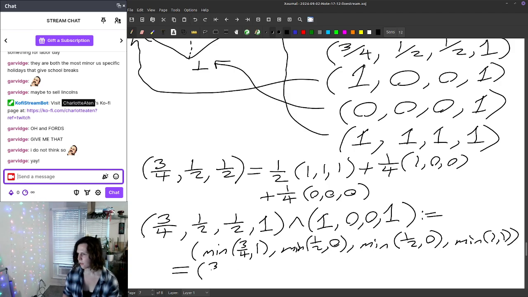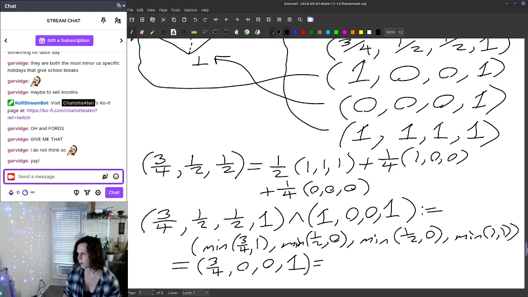Then, let's see, I get 3/4, 0, 0, oh, not 0, but 1. Okay, and so now if I look at that, that itself I can think of as representing a convex combination, where again I'll just ignore the last coordinate, which is always 1, because it just doesn't affect anything. And so, what is that giving me?